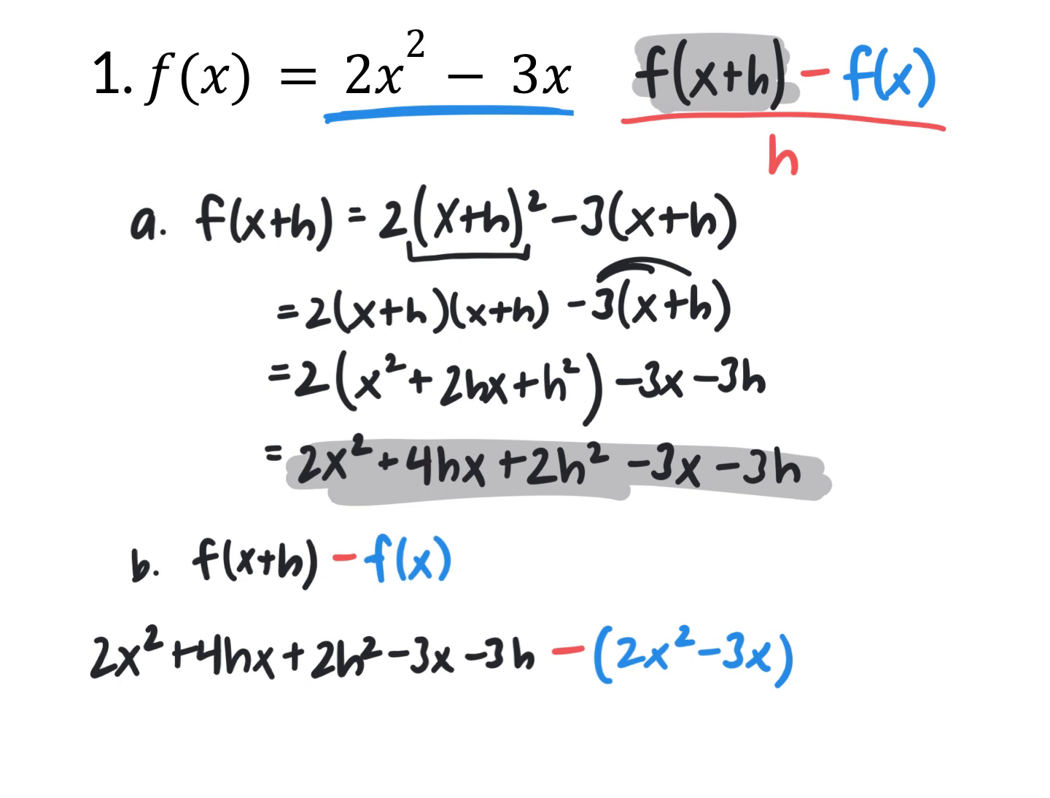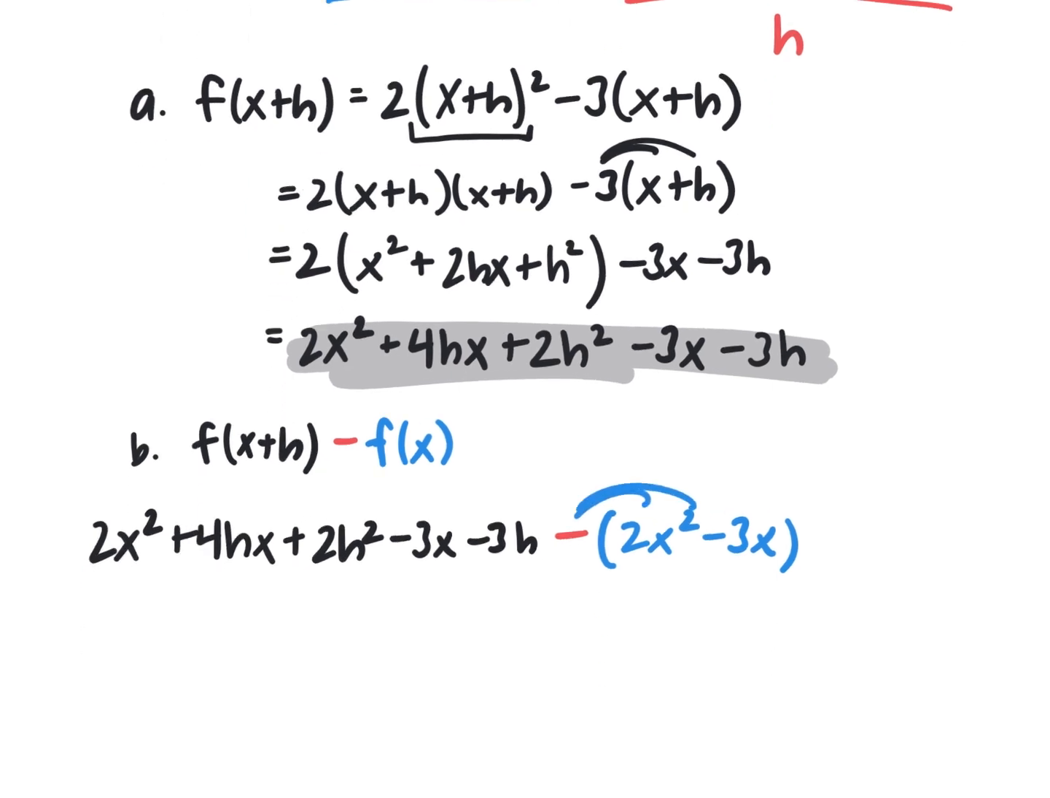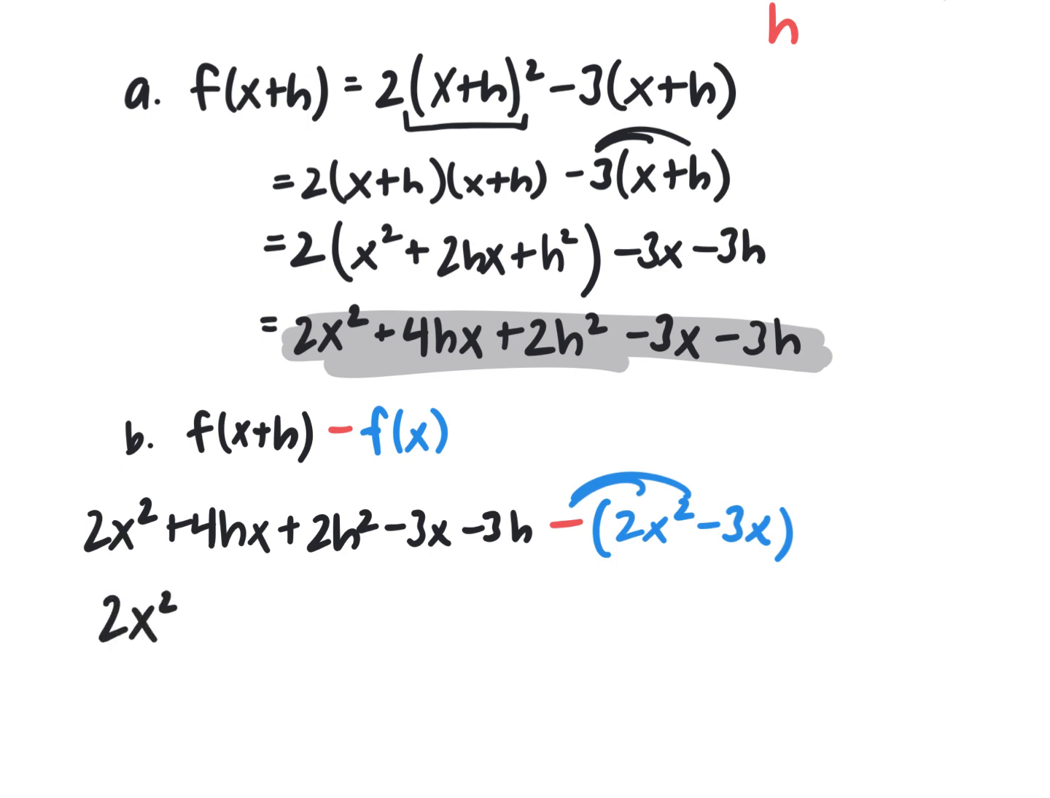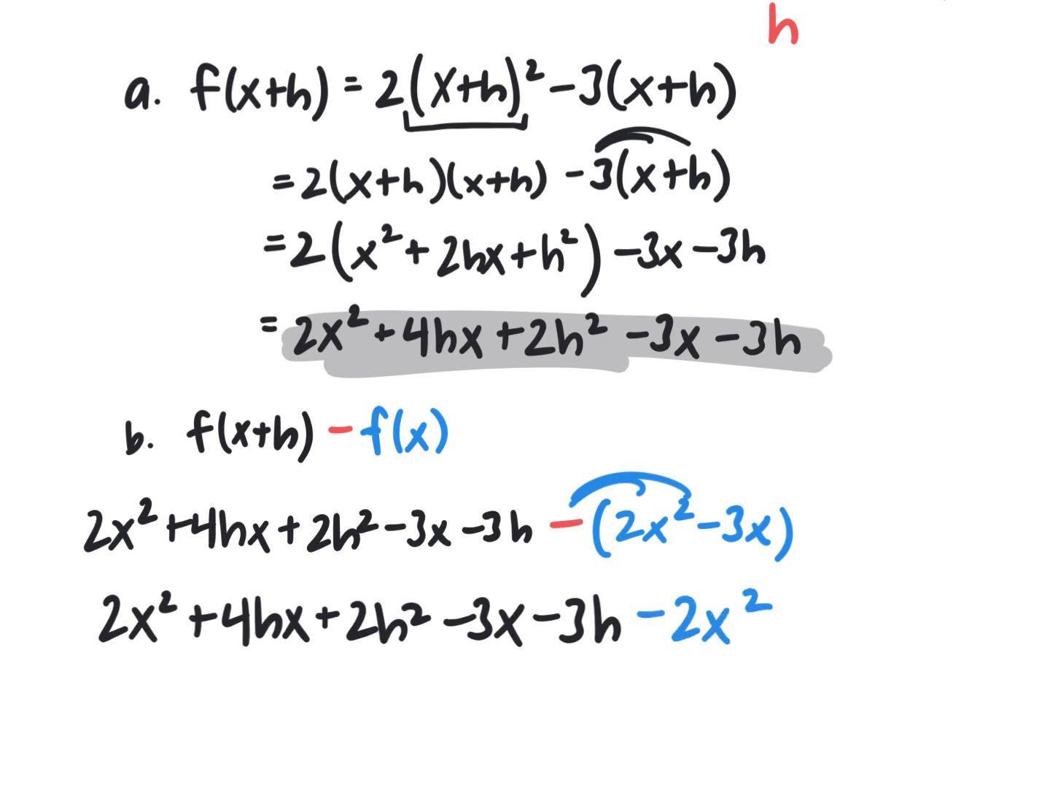Okay, the most important thing here is to not forget your parentheses around your second term there, and we have to subtract the entire thing. So now I need to do what with that subtraction sign? I need to distribute it, right? So I need to distribute here to get my answer of 2x squared plus 4xh, 2h squared minus 3x minus 3h, and none of those things can be combined. But then I get negative 2x squared and positive 3x.